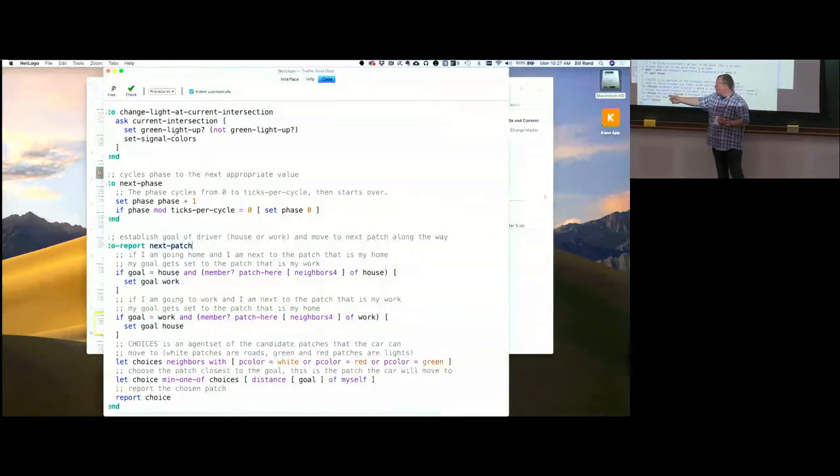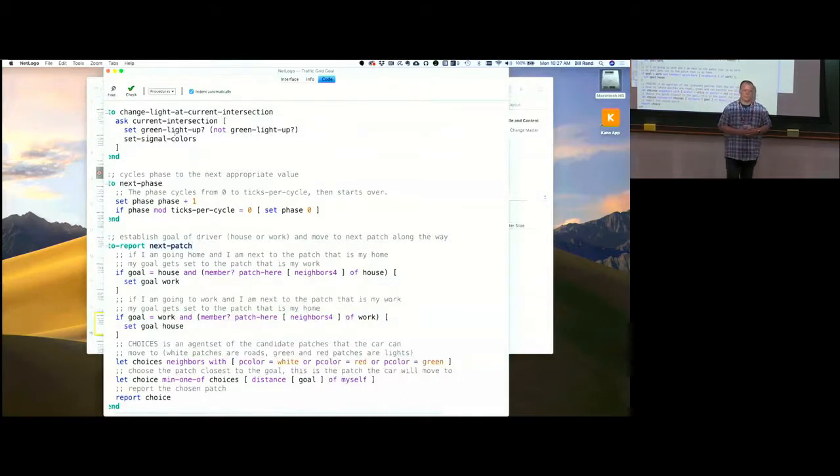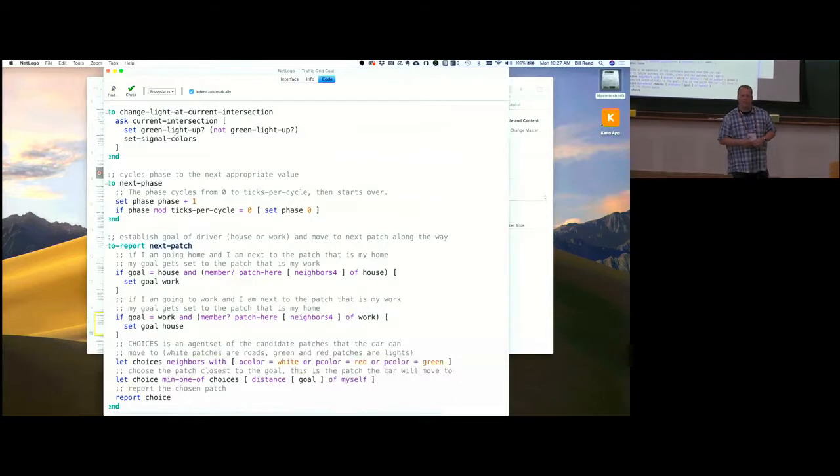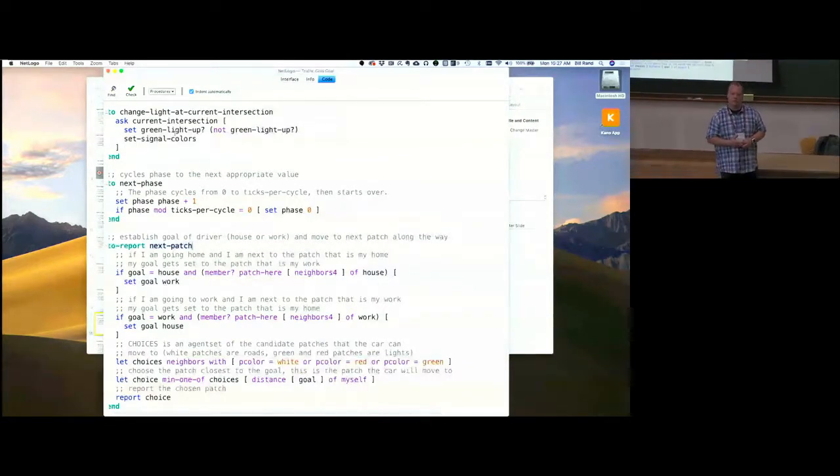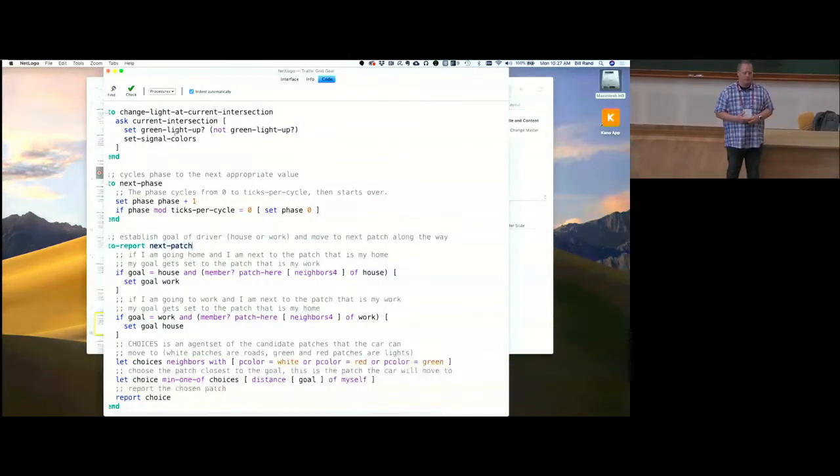So let choice be the min-one-of the choices, which were these neighbors, who minimize that distance. Essentially find the patch that's the closest to the goal that I'm heading toward. And then face that one.